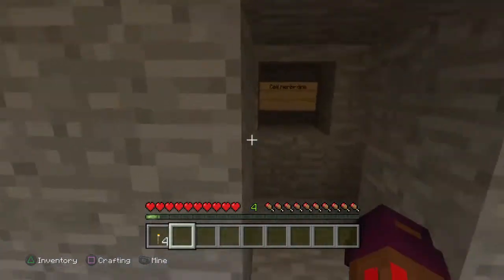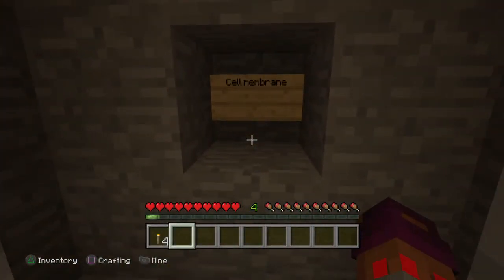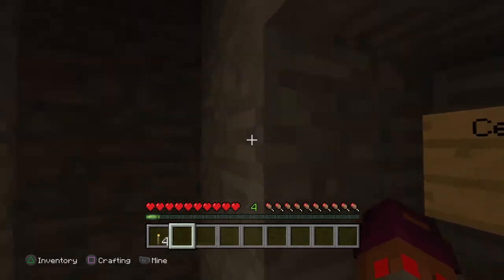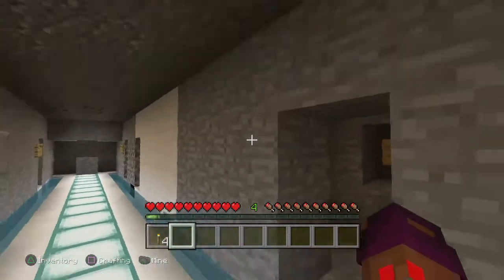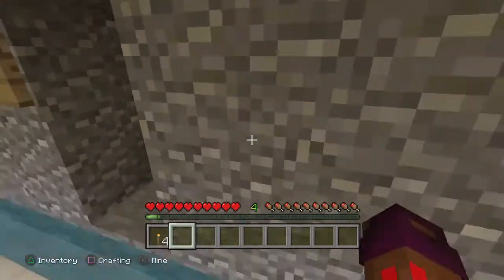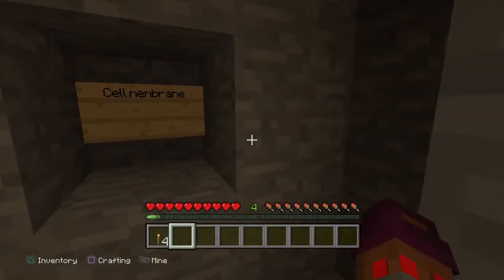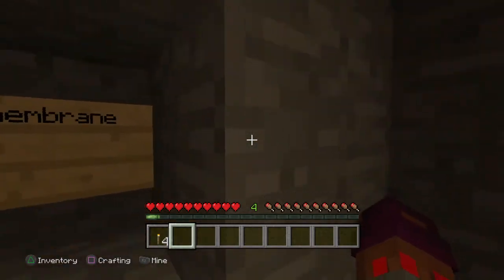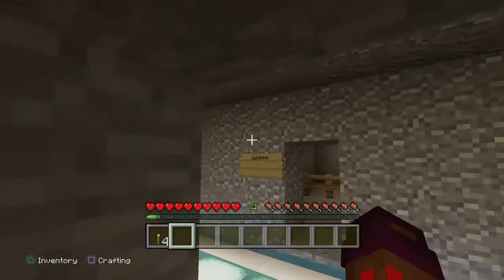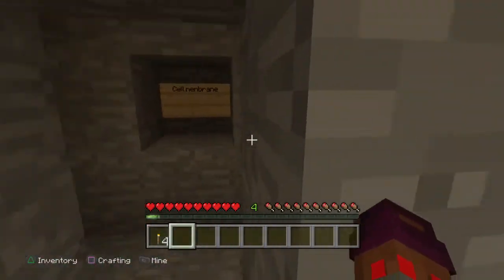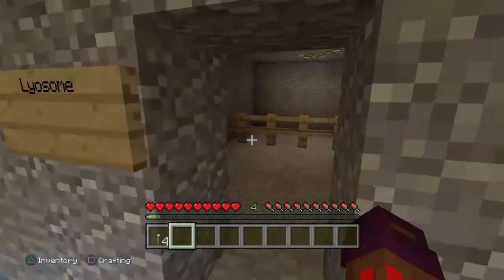Okay. The cell membrane. Structure: protective layer that surrounds the cell. This is the protective layer. As you can see, you can even take a look out here. Protective layer. That's what I'm kind of using right now. And yeah, I picked this block because it's protecting like this whole entire structure that I built. And yeah. Okay, let's do lysosome.